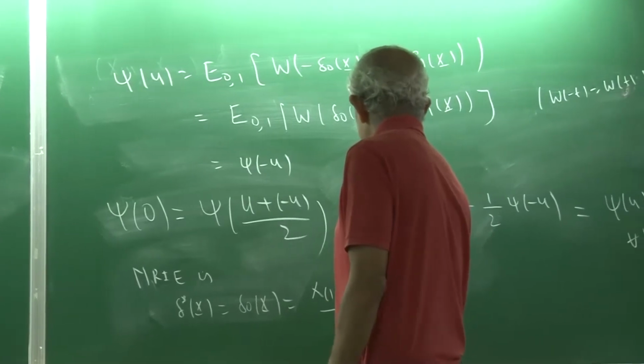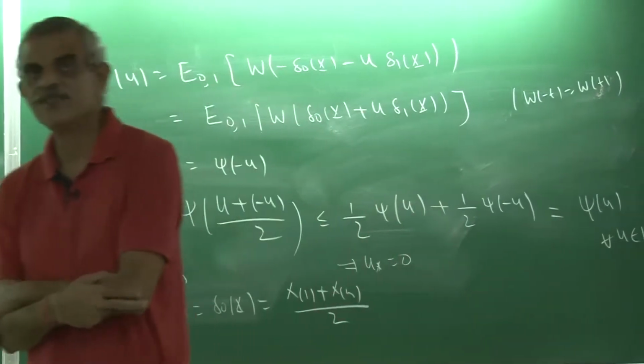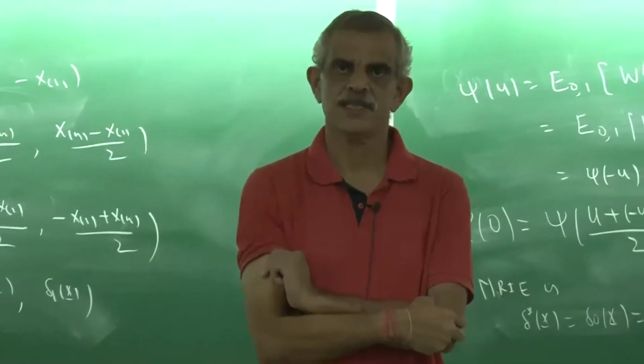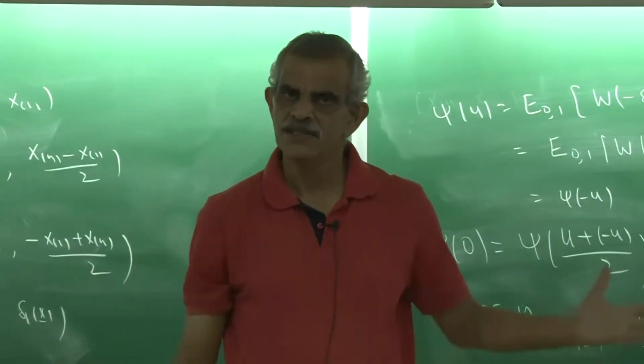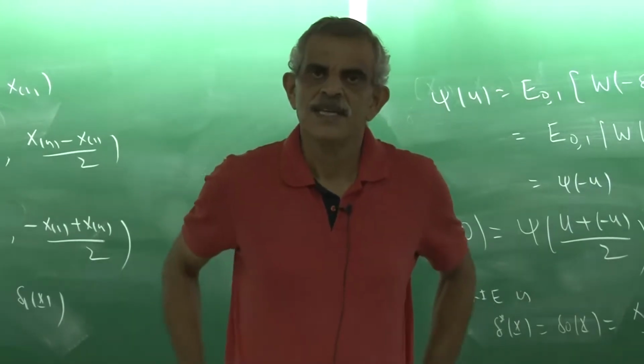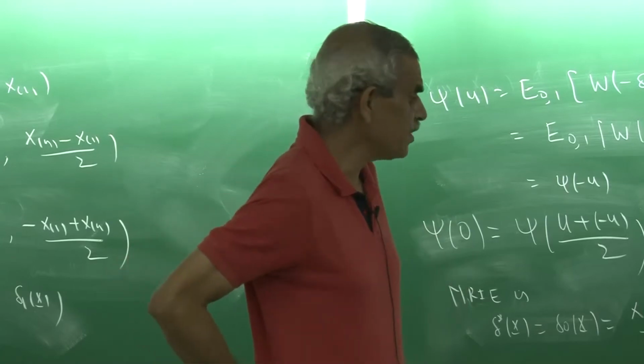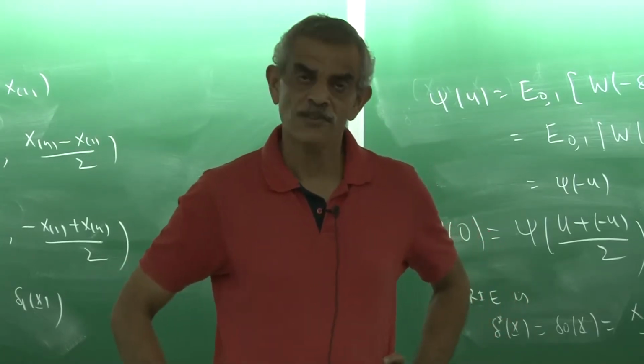So what we saw in this case is (x1 plus xn) by 2, which initially we obtained as the best affine invariant estimator under a square error loss function. We saw that in fact it remains the best affine invariant estimator under any loss function which is even and convex.